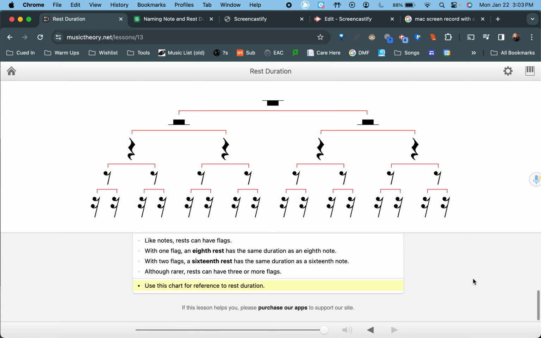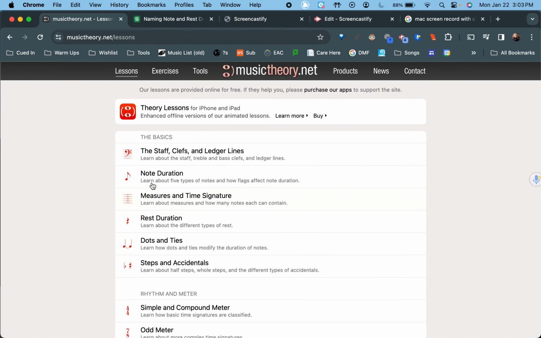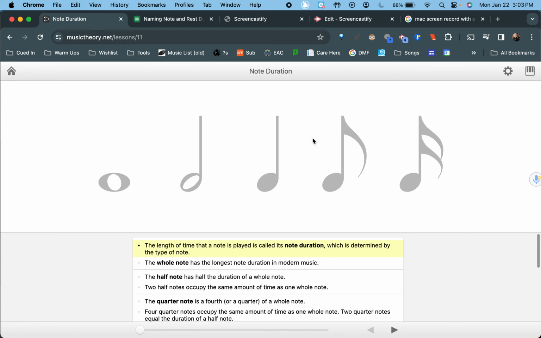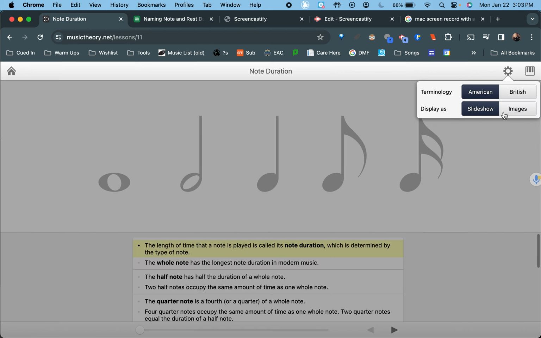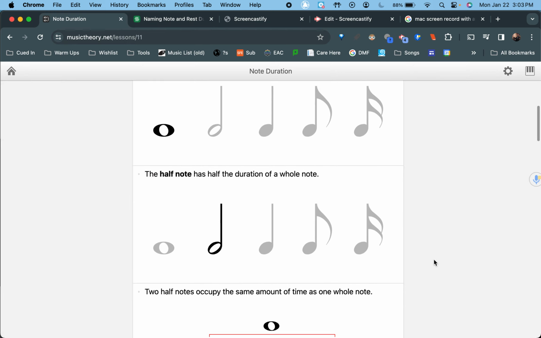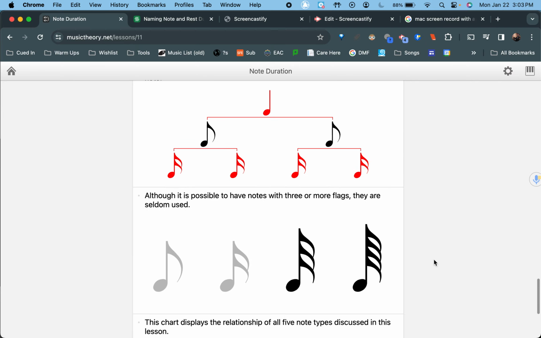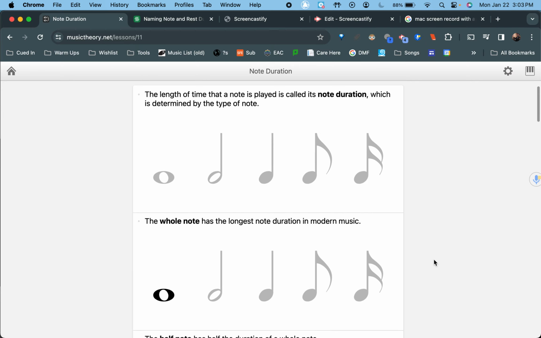So with this knowledge, if you are still not remembering some of these things, you are going to get to work together in small groups, in pairs or partners. I'm going to post the link to this. If you are having trouble remembering what these are, go click on either note duration or rest duration. That's going to give you that little rundown of what we've talked about. And if you go up to the settings and click images, instead of advancing through that, it's just going to be one big web page that you can scroll through.